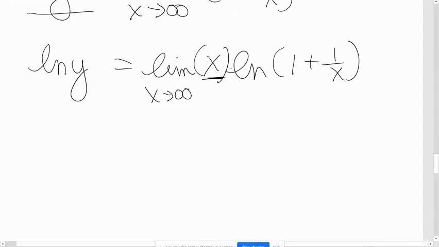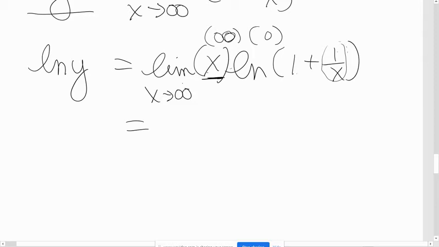Then I'm going to essentially rewrite this side. So if I plug in infinity here, I'd have infinity times the natural log of 1 plus 1 over infinity. That part right there, 1 over infinity, would be 0. So this is really just going to be the natural log of 1. Natural log of 1 is 0.